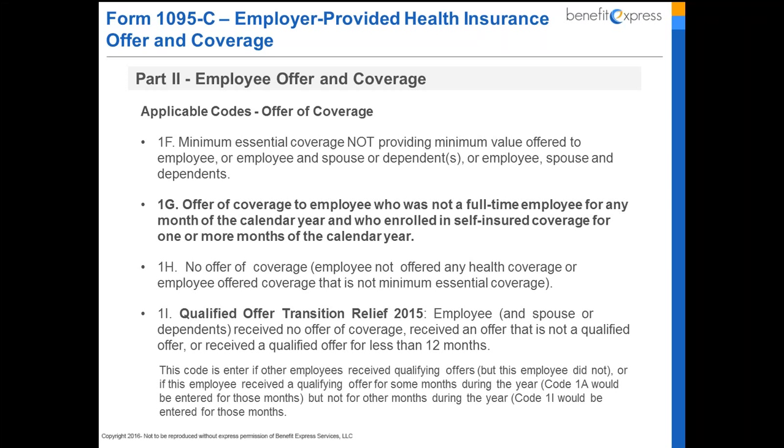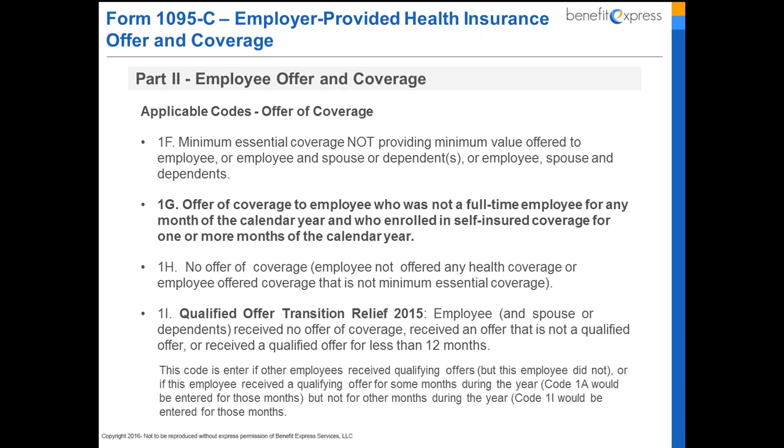1F is used if you have minimal essential coverage, not providing minimum value. Now, if you use 1F, that means you could be penalized. You could be penalized the $3,000 penalty, but you're not going to be penalized the $2,000 penalty. So you're offering a MEC plan, but you're not offering something that's minimum value. So 1E is going to be extremely important.